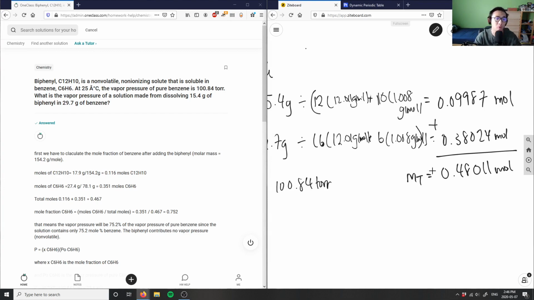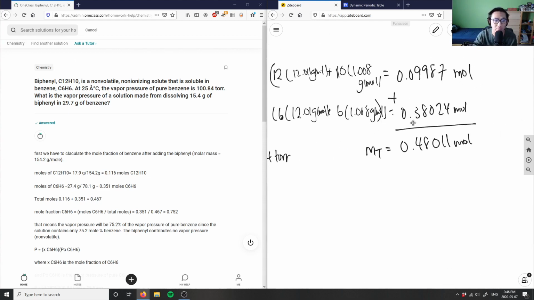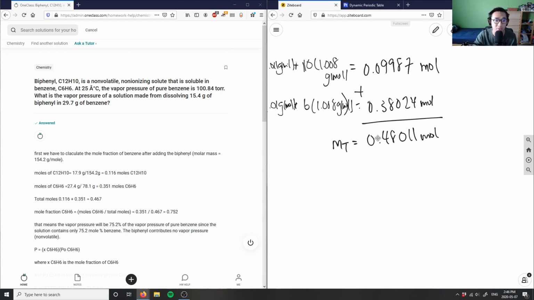So this here is our total moles, right? And what we care about is benzene. We care specifically about benzene because we only have the partial pressure of benzene. We don't have the vapor pressure for biphenyl here. So what we're going to do is find the mole fraction of specifically benzene. I'm going to simply divide moles of benzene by the total amount of moles, so 0.38 divided by 0.48 here.